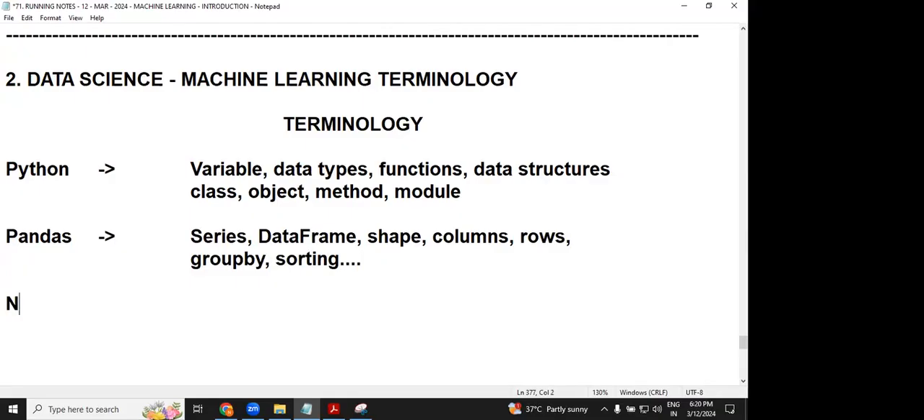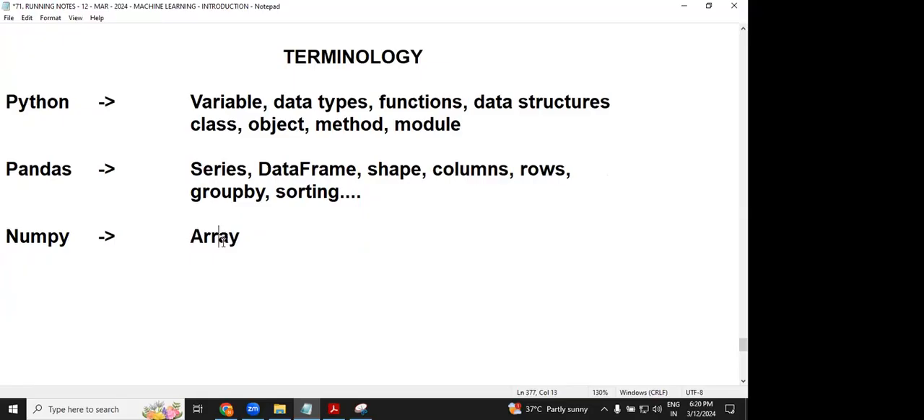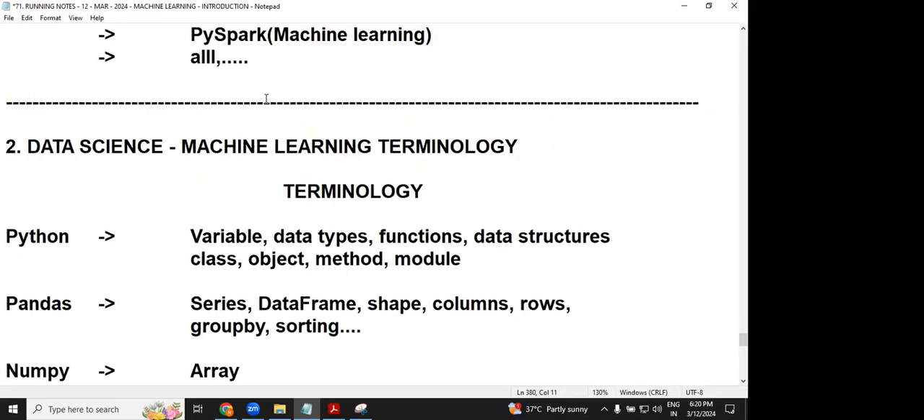Very good. Now let me talk about NumPy. Only one word, sir. Array. Now let me help you today with machine learning terminology. Very, very important. Please focus. And it is a really interesting topic. I need your attention. Are you fine? Good. Let's move on.